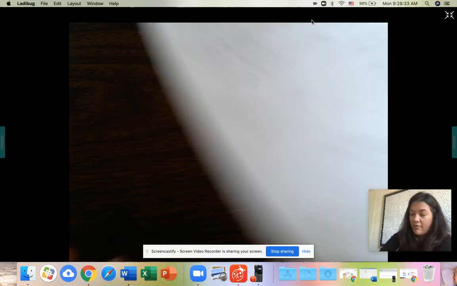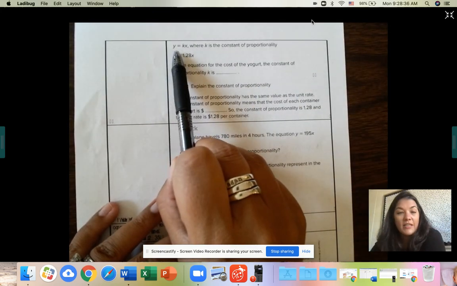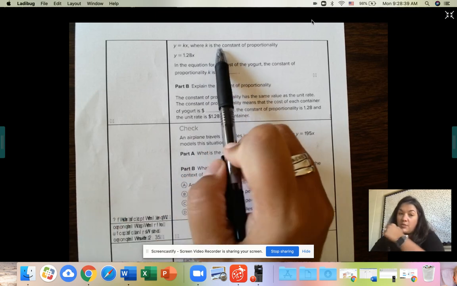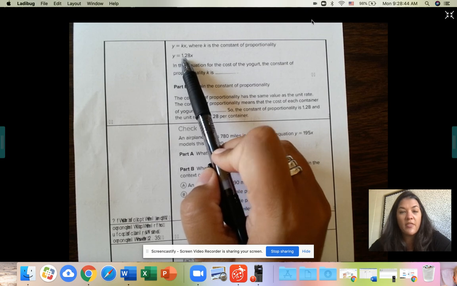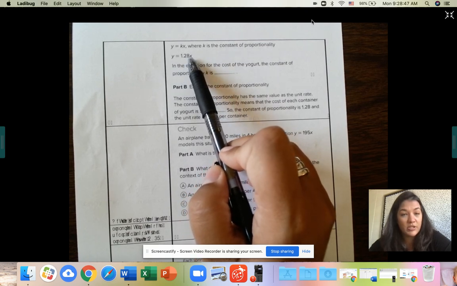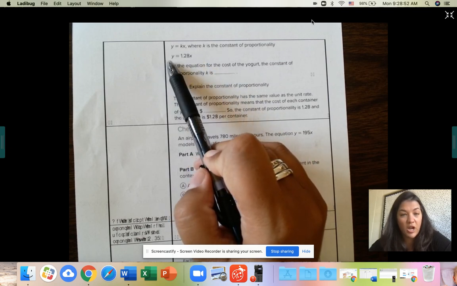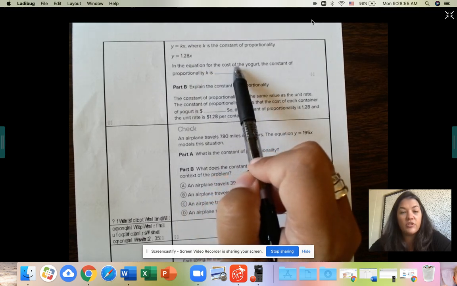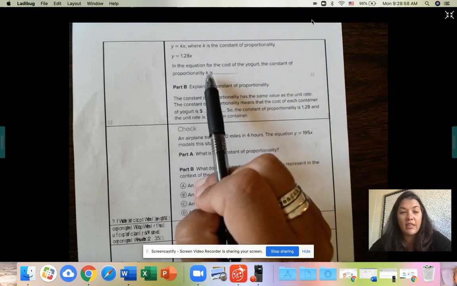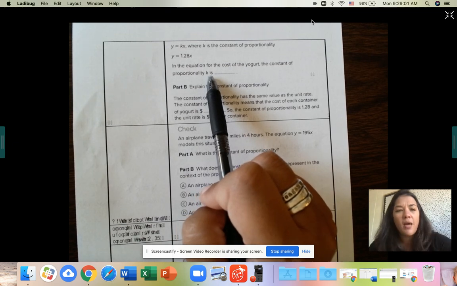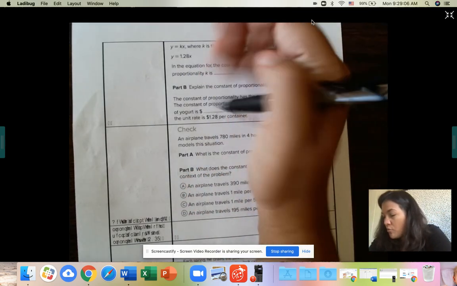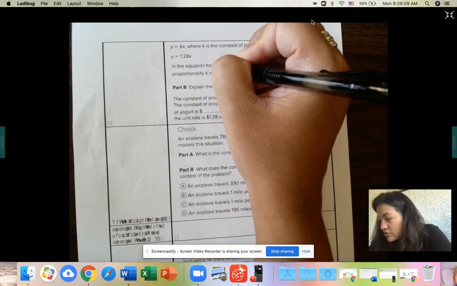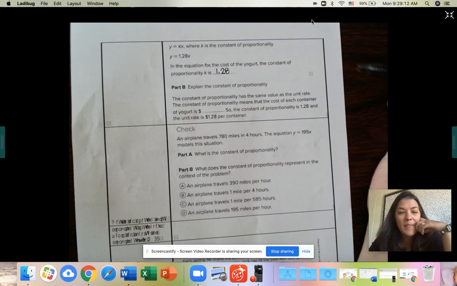All right, you're going to have to flip your paper over. y is equal to kx, where k is the constant of proportionality. So again, we've said that over and over. So here was the equation from the other side of the paper. x represented the number of containers of yogurt she bought. y represented the total cost. So in the equation for the cost of the yogurt, the constant of proportionality is, well, guess what? What's the only number that we have in that equation? The number that's in front of the x. 1.28.